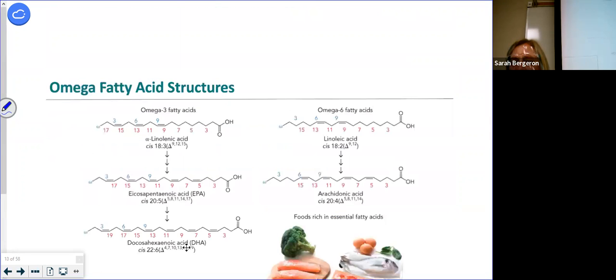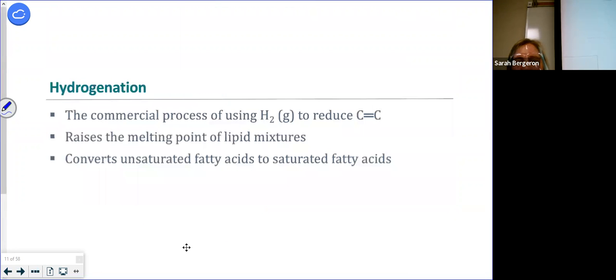So what we already talked about was hydrogenation. These are the two slides that I skipped. But all you're doing is using hydrogen gas to get rid of the carbon-carbon double bonds. So if you go from something unsaturated to something saturated, what happens to your melting point? It goes up because you have more of those interactions.